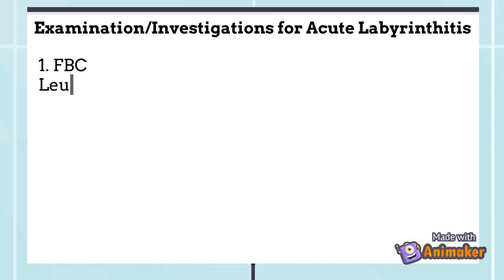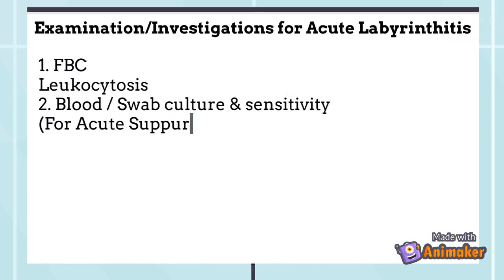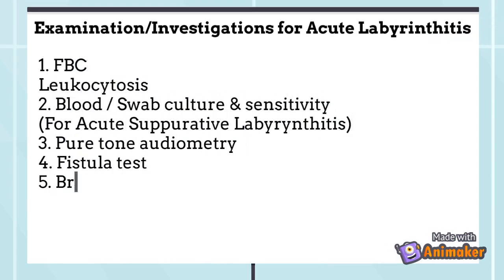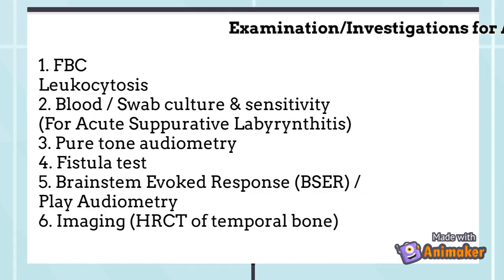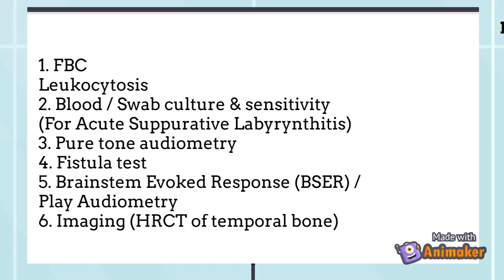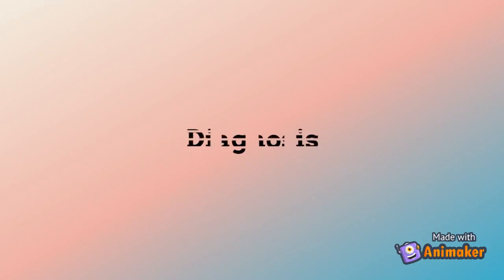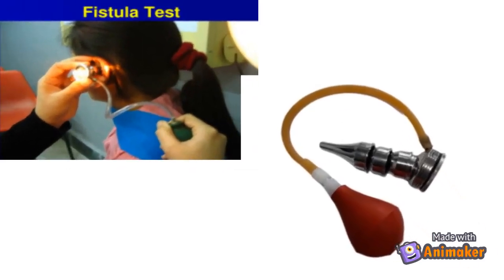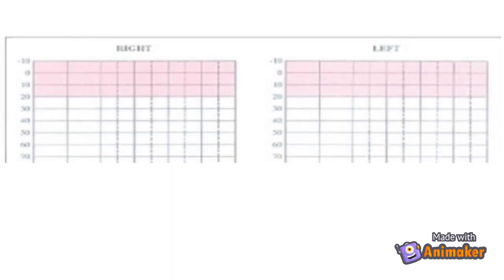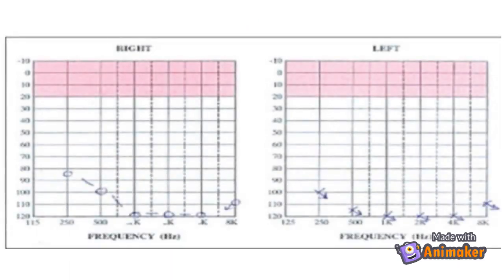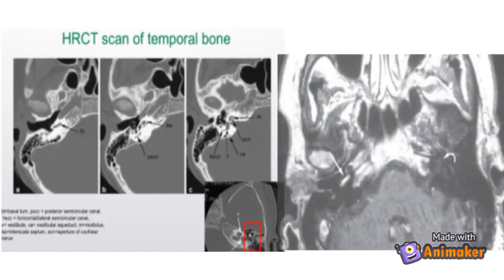Investigations for acute labyrinthitis are full blood count, blood or swab culture and sensitivity, pure tone audiometry, fistula test, BSER or play audiometry, as well as imaging. Diagnosis for acute labyrinthitis: a positive fistula test indicating vertigo and nystagmus, pure tone audiometry indicating profound sensorineural hearing loss, and HRCT of the temporal bone.